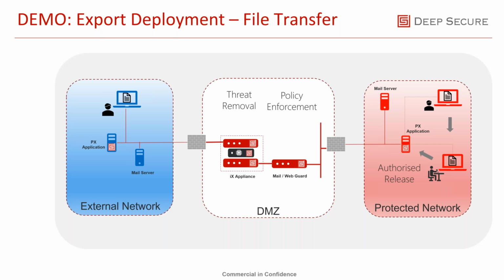So let's do a demonstration of the export. So again, I've got the same setup as before, a protected network connected to an external network. And in this case, I'm going to show an email going out via the cross-domain solution and file transfer going through the manual review process. So the IX appliance is there to remove any hidden data from the content, and the policy enforcement guards are applying policy to the outgoing transfers.